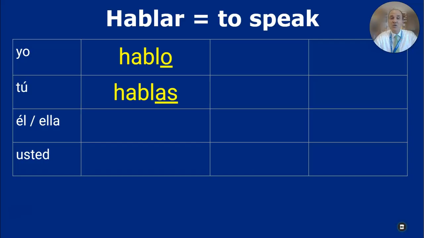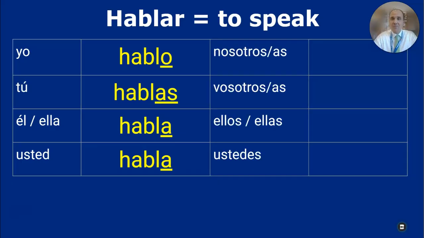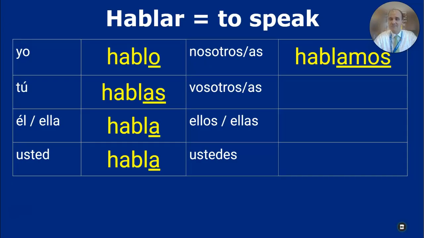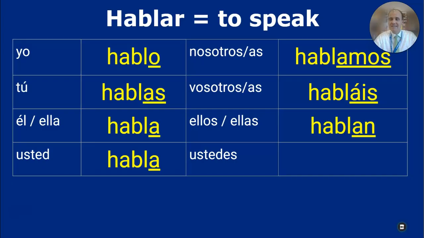Do you speak Spanish? To say he or she speaks is habla. To say you formal speak is habla. On the plural side, nosotros hablamos. Vosotros, all of you, habláis. They speak, hablan. And all of you speak, hablan.